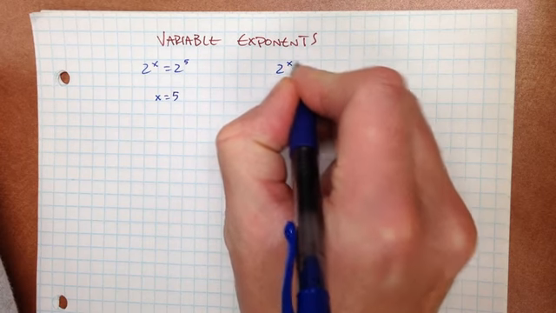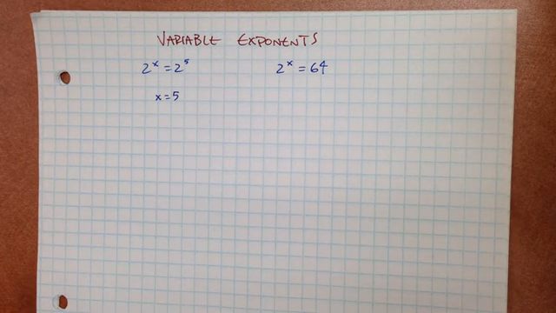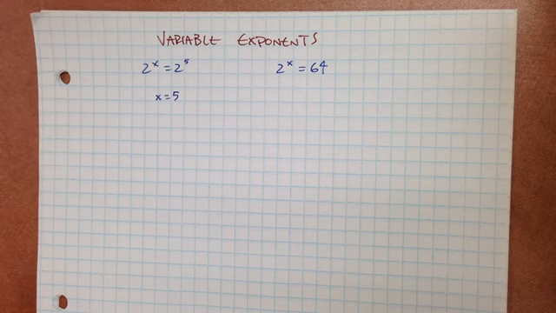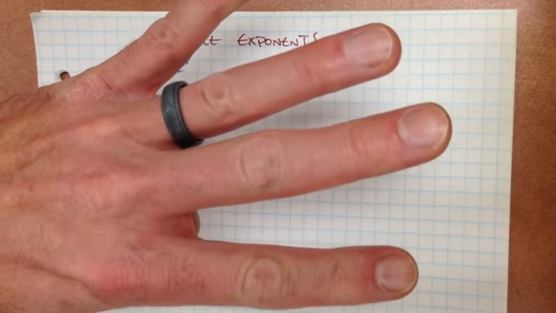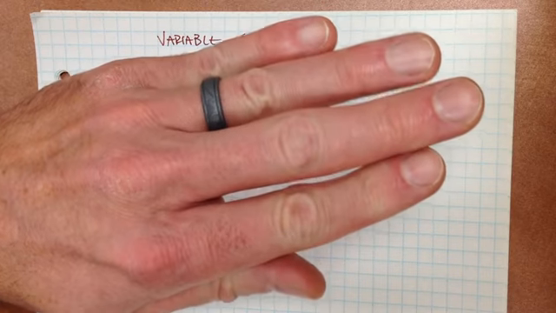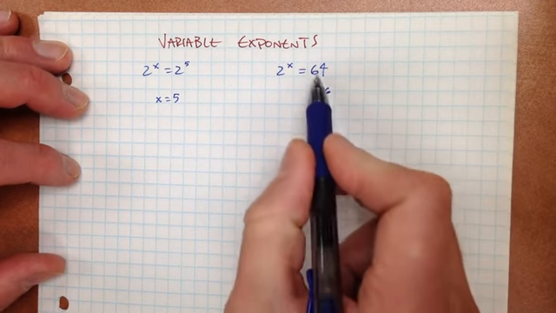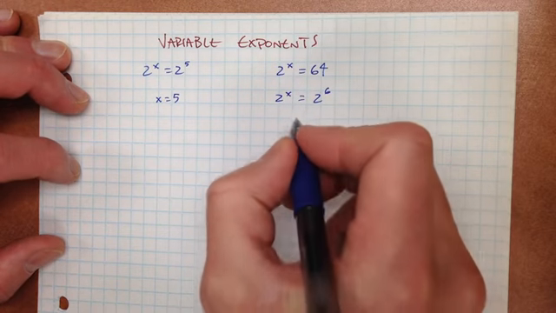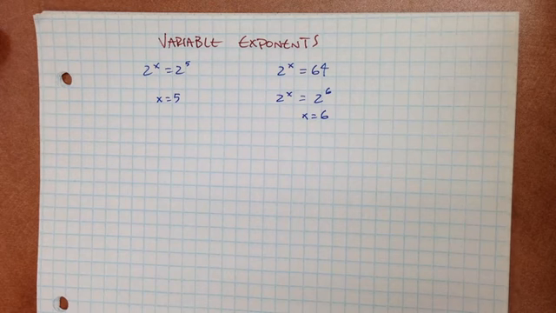So let's say I had 2 to the x equals 64. Well, can I get my bases to match? I see this smallest base of 2 and I'm asking myself, can I rewrite 64 as a base of 2? Well, 2 times 2 is 4, times 2 is 8, times 2 is 16, times 2 is 32, times 2 is 64. So 64 is actually 2 to the 6th. I just rewrote 64, and this is 2 to the x. Since my bases are the same, I can set my exponents equal. x equals 6.